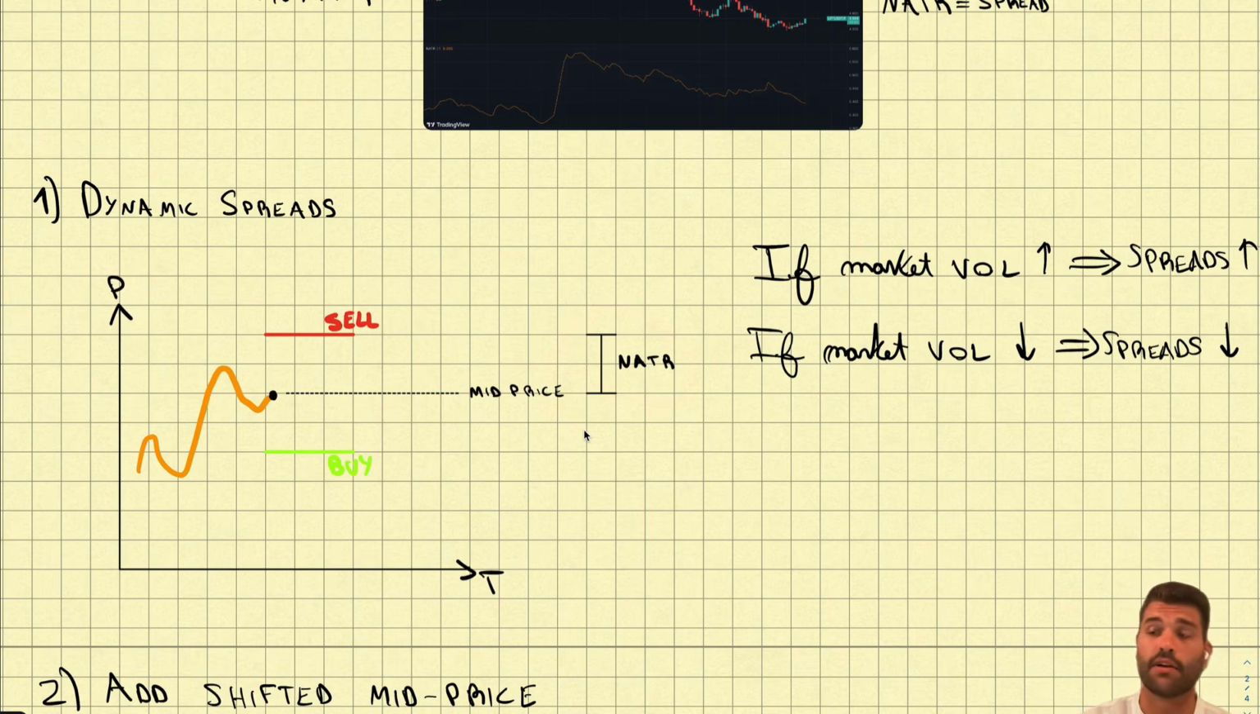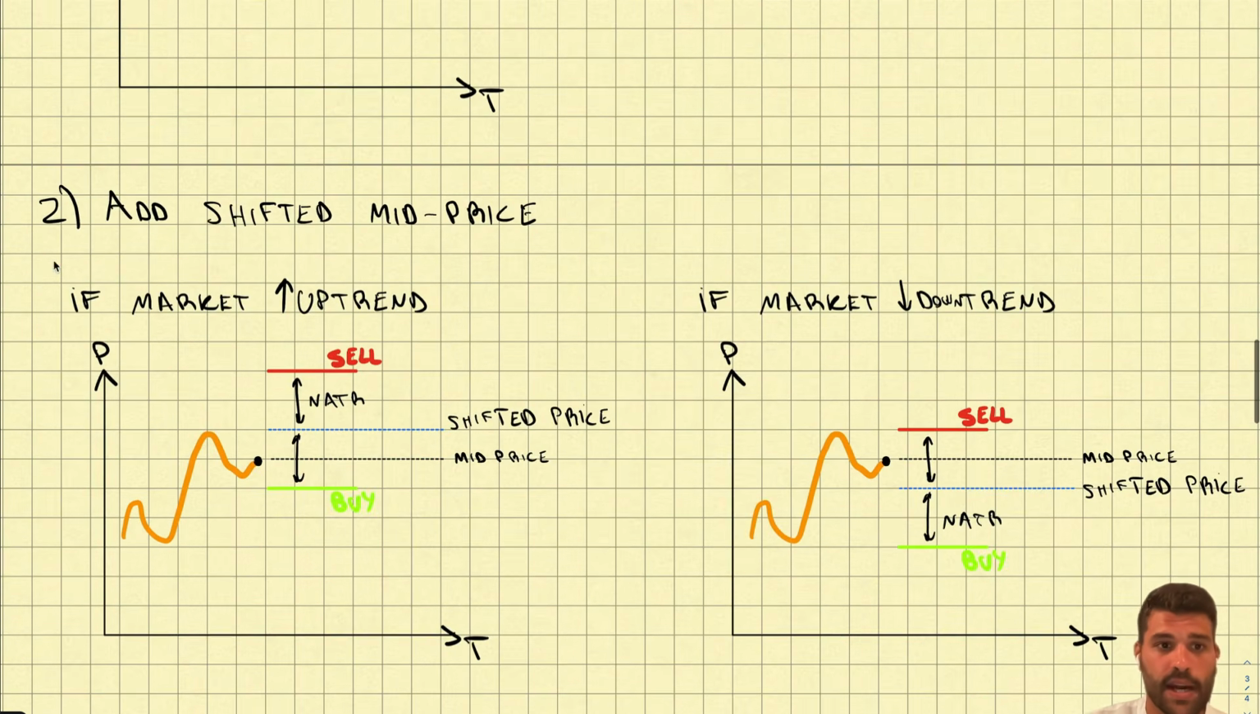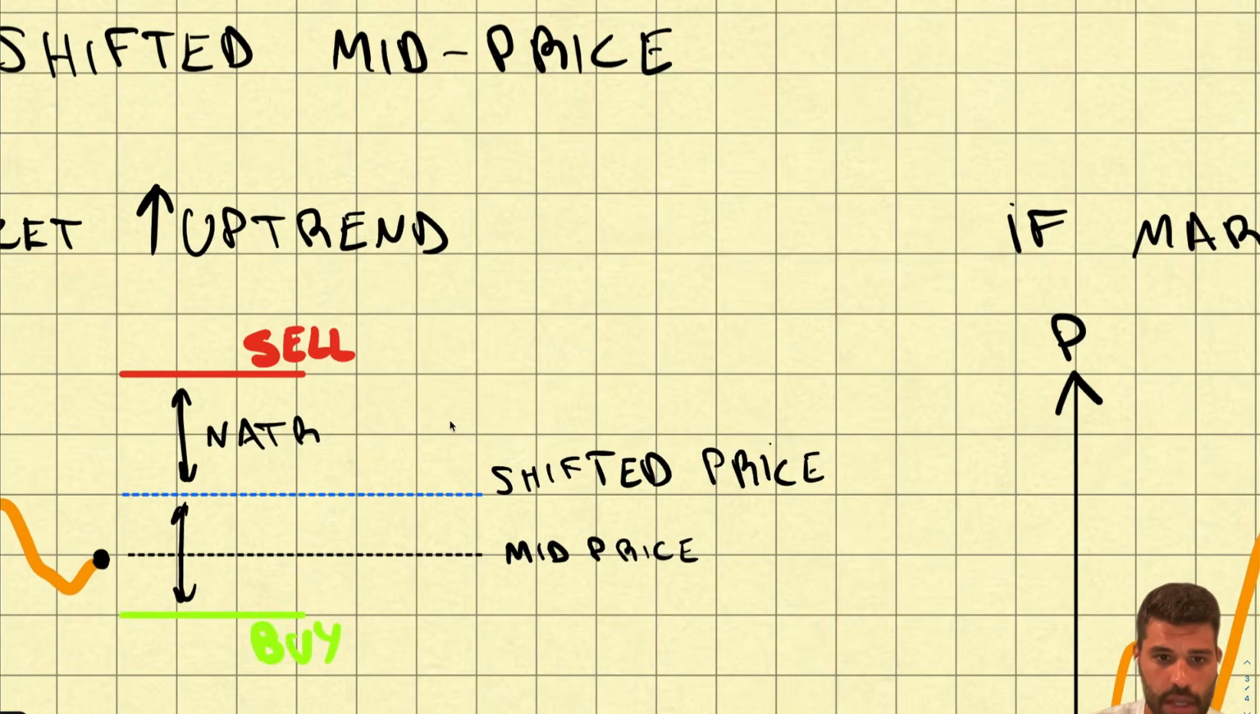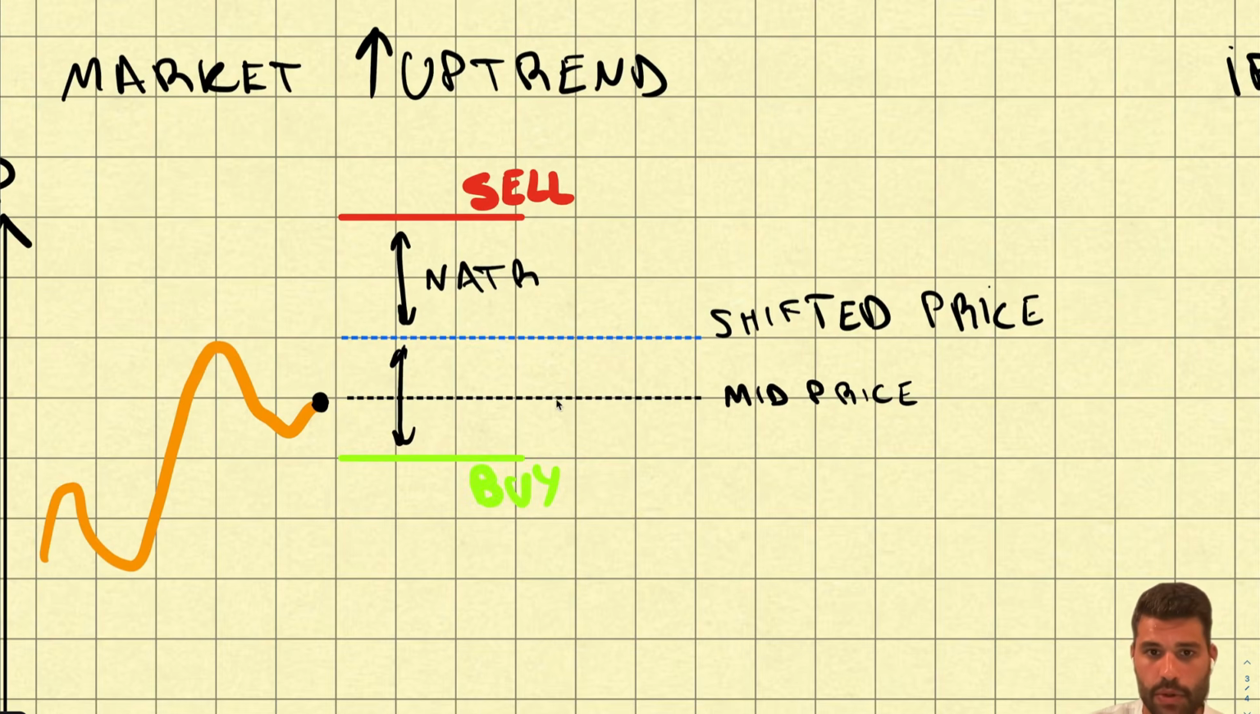But what if we want to add a shift in the mid price because we have a signal and we are checking, okay, the market is going to be in an uptrend based on our signal. So if the market is in an uptrend, what we want to do is to shift the mid price. This is the mid price. We are going to shift it and say, okay, the market is going up, so probably the next mid price will be here.